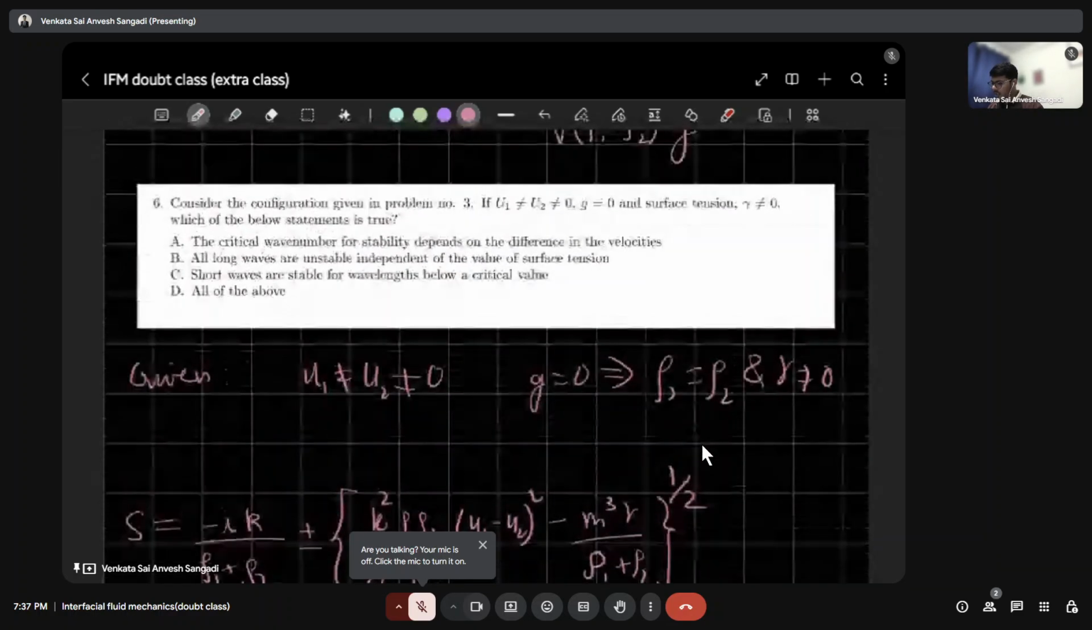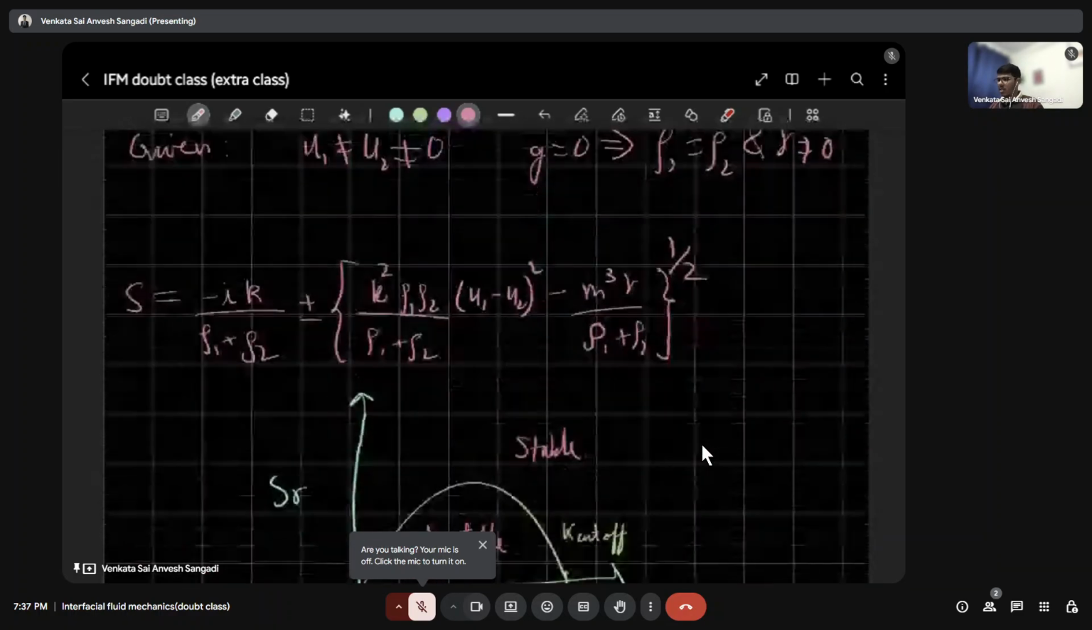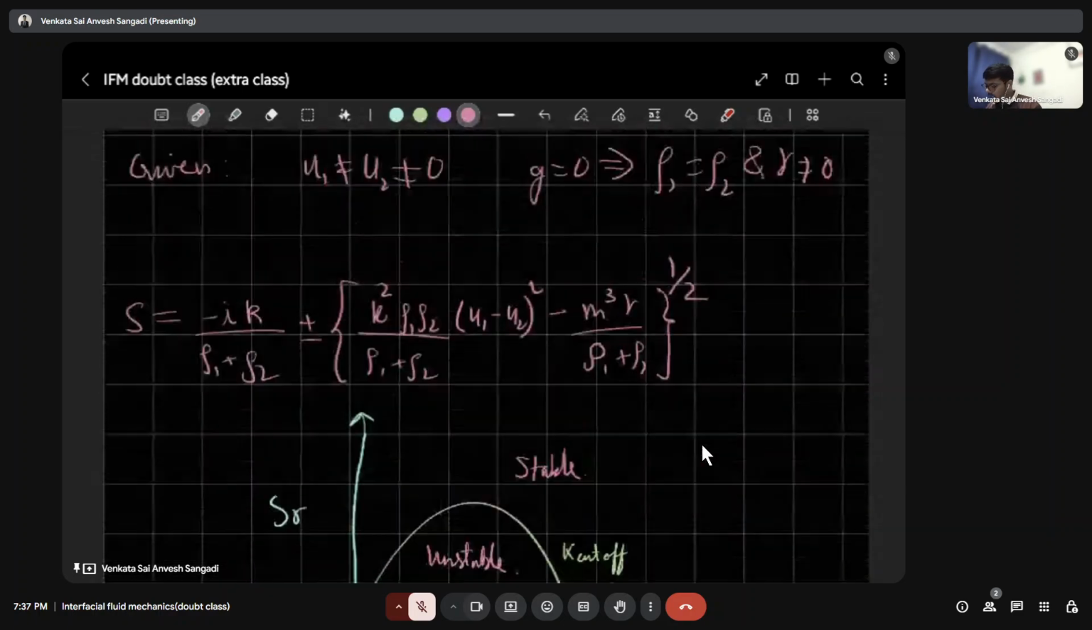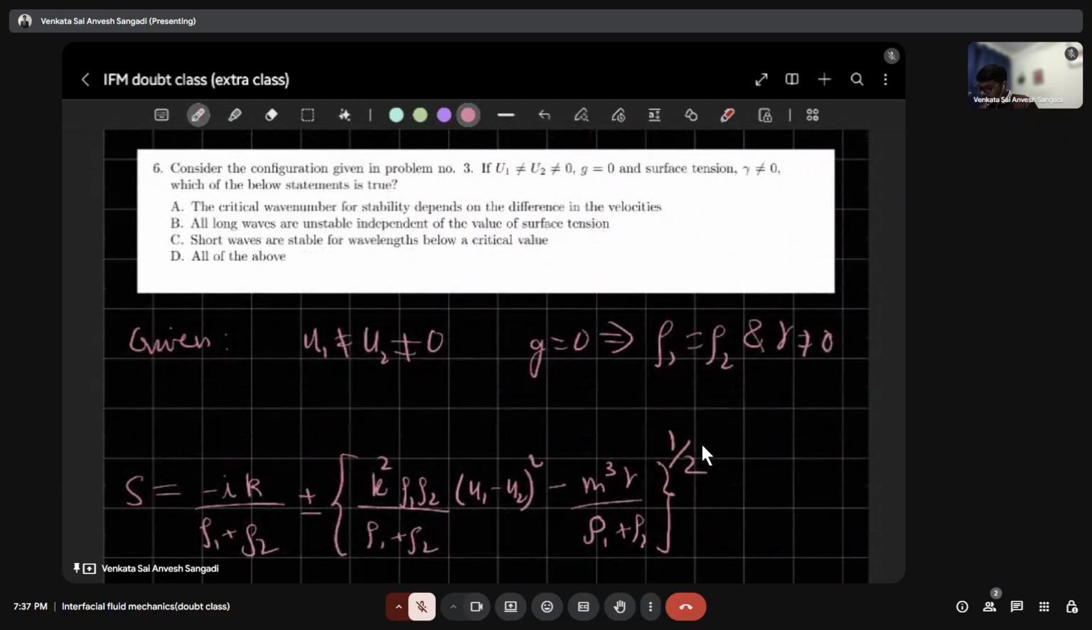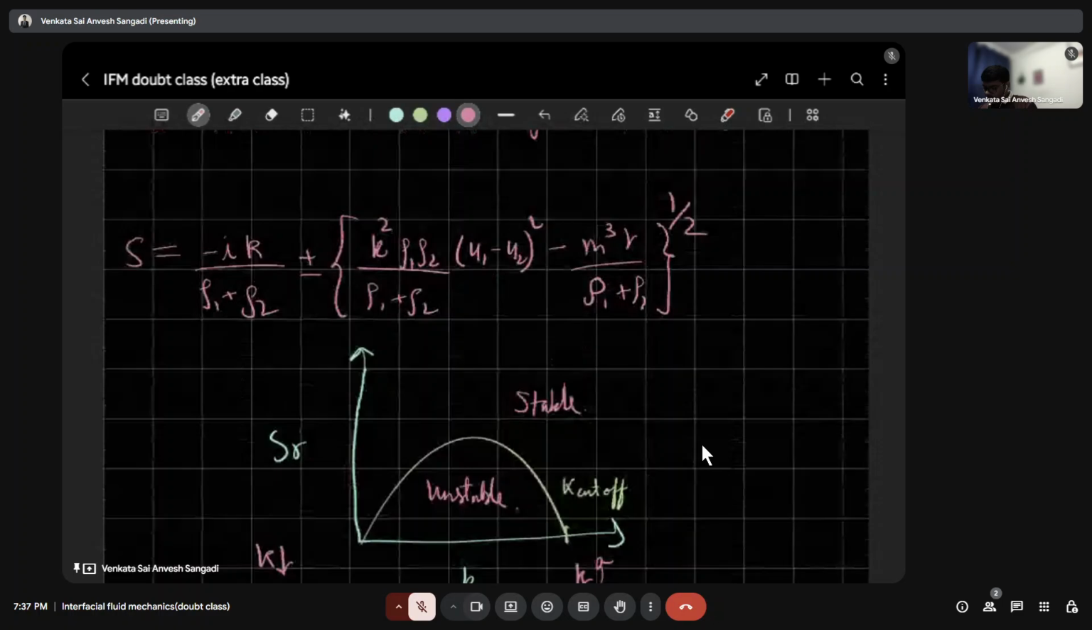Okay, so we looked at the sixth question. The correct option, okay, I didn't mark the correct option. The critical wave number of stability depends on the difference in velocities. So it does depend on velocities.